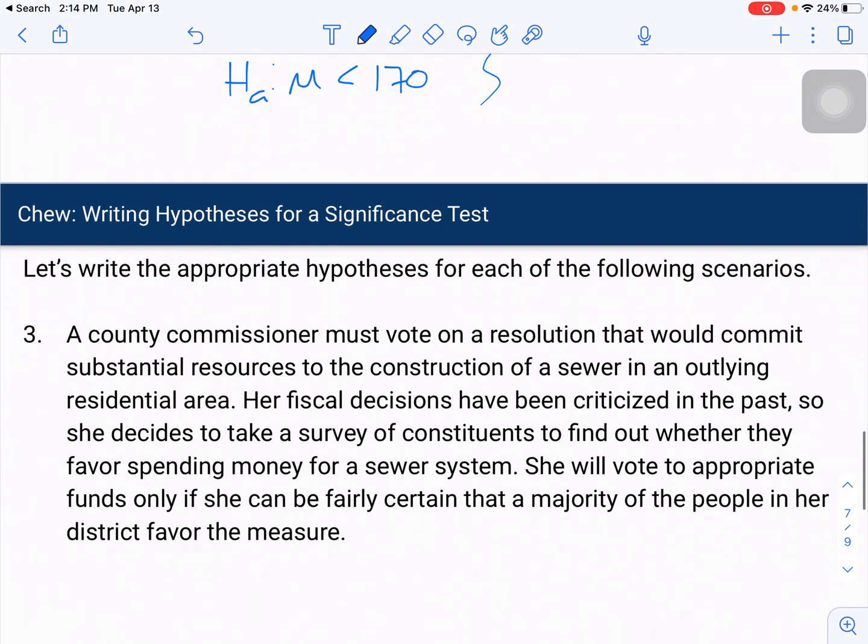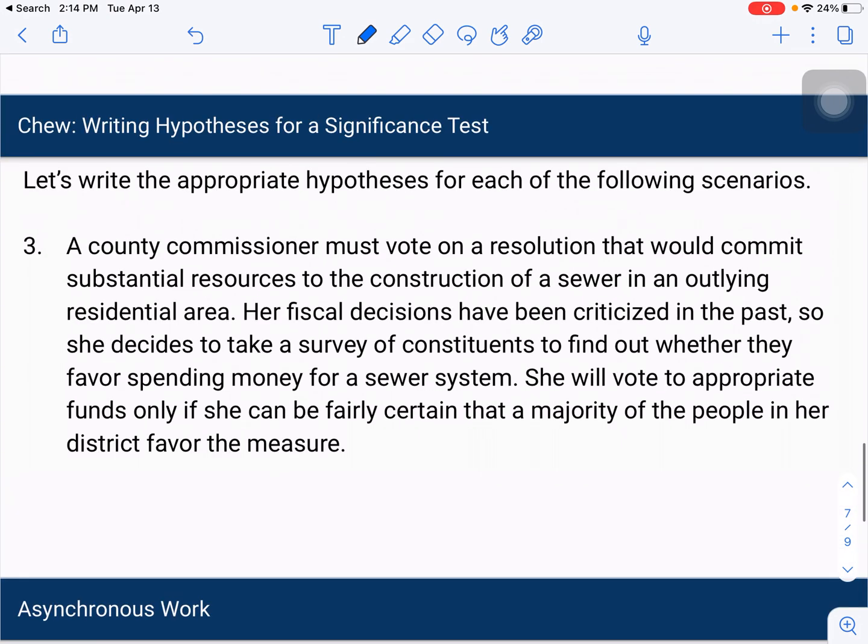All right, number 3, last one. A county commissioner must vote on a resolution that would commit substantial resources to the construction of a sewer in an outlying residential area. Her fiscal decisions have been criticized in the past, so she decides to take a survey of constituents to find out whether they favor spending money for a sewer system. She will vote to appropriate funds only if she can be fairly certain that a majority of the people in her district favor the measure.